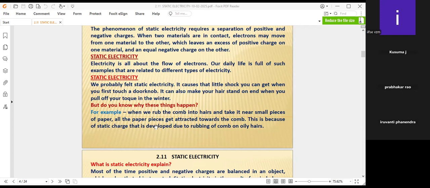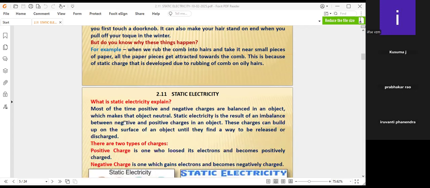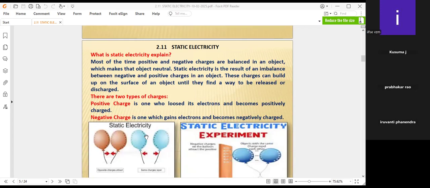If you go to Google, various experiments and videos are there on static electricity with respect to the attraction or separation of charges. Coming back to the explanation, most of the time positive and negative charges are balanced in an object. That means the number of negative charges and positive charges are equal, which makes that object neutral.